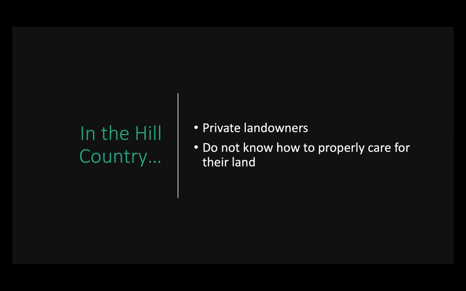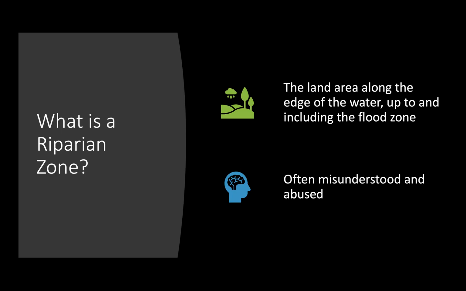Much of this land contains areas that are very important to the ecology of the hill country, known as riparian zones. What is a riparian zone? Well, this is the land area going along the edge of the water, such as a river or creek, up to and including the flood zone. Though many people think they can care for a riparian zone, these areas are often misunderstood and abused.